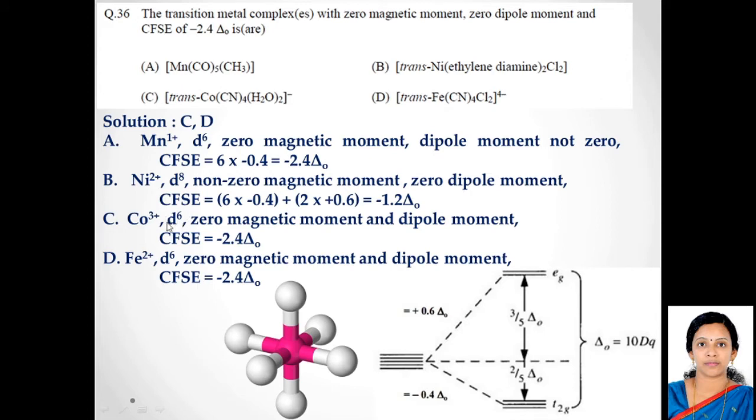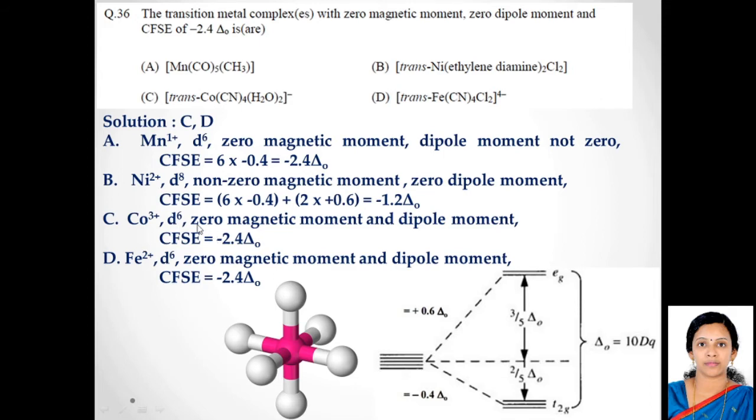So 3 plus cobalt means a d6 electronic configuration. We know we did it with manganese here, which also had a d6. d6 will not have any magnetic moment. Zero magnetic moment because all the 6 electrons will be paired here in the t2g orbitals. The dipole moment will be 0 because if you look at this cobalt complex, we can say the 4 cyanides occupy these 4 and it's a trans complex. So trans means the 2 water has to be at 180 degrees with each other. So for trans complexes, generally we have a more symmetrical environment and the dipole moment is 0. So cobalt also has a 0 dipole moment.